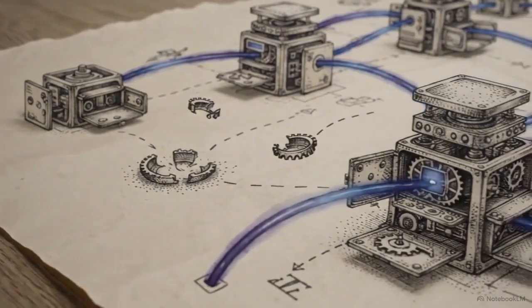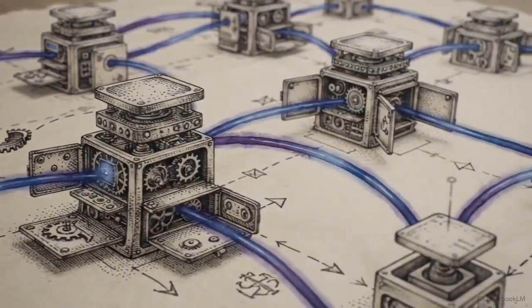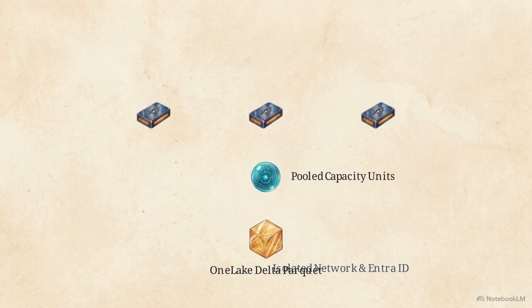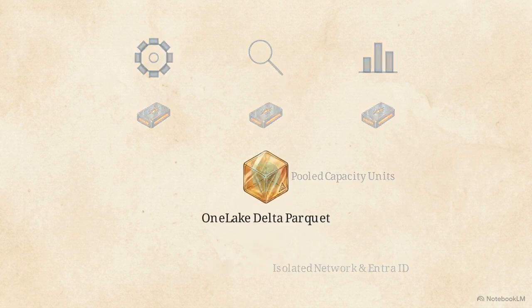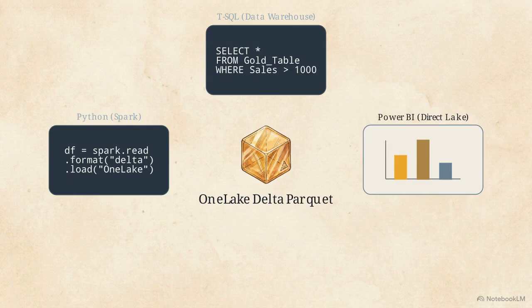Transitioning to a pure SaaS platform necessitates a complete evolution in network design. Identity-driven, managed endpoints replace traditional VNet peering. When the tenant hierarchy, the pooled capacity, the isolated network, and the specialized engines are combined, the goal of the Fabric architecture is realized. At the storage layer, the execution converges. Because the compute is pooled and the data format is standardized, an Apache Spark ML notebook, a data warehouse T-SQL query, and a Power BI Direct Lake report can all execute against the same Delta Parquet file simultaneously.